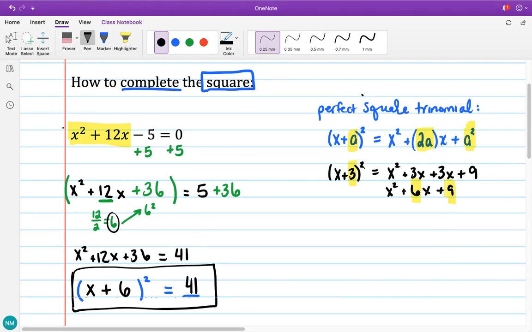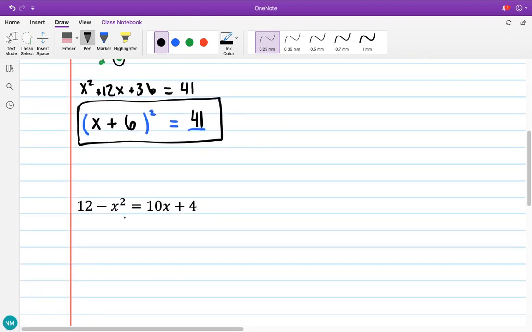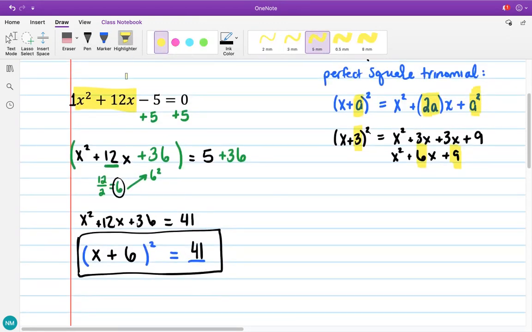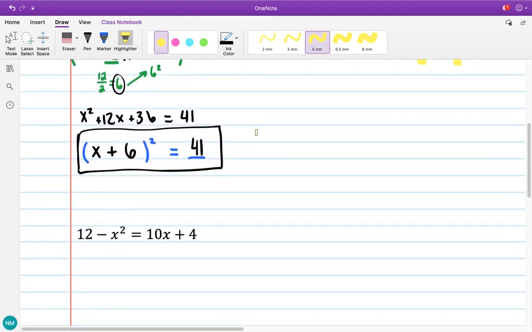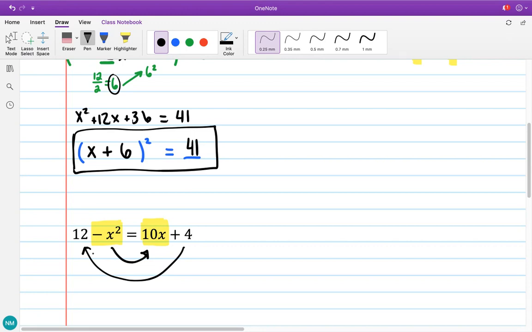Let's do one more where the a value is 1. Now, this is the same concept, except it's all jumbled up, okay? So again, we want to isolate our variables in standard form. So I'm going to bring this over because I want a positive a value. It makes it a lot easier, and I'm going to bring these together. So I'm really going to bring this over here, and I'll bring that 4 over here.